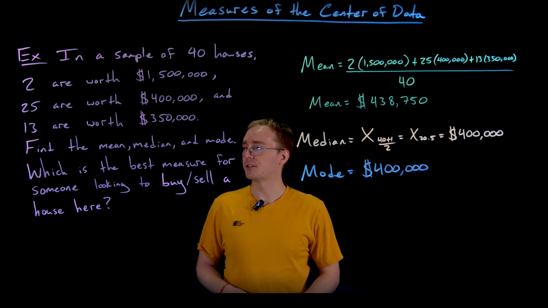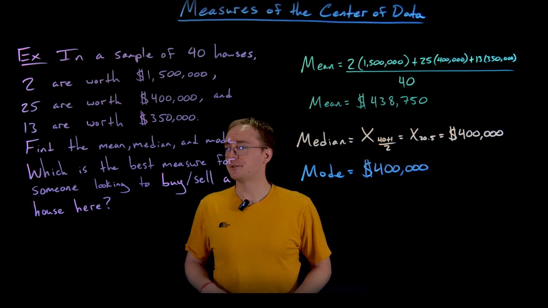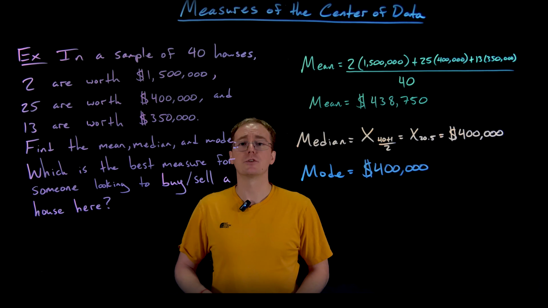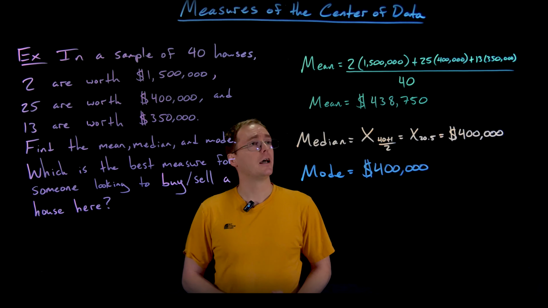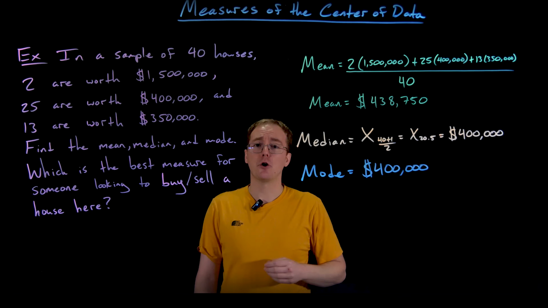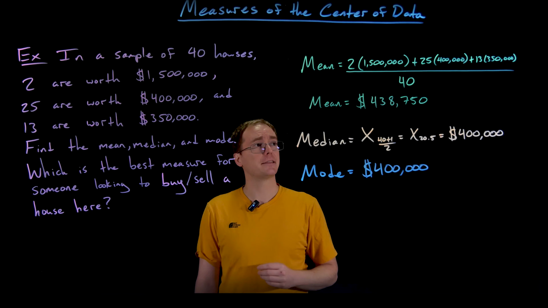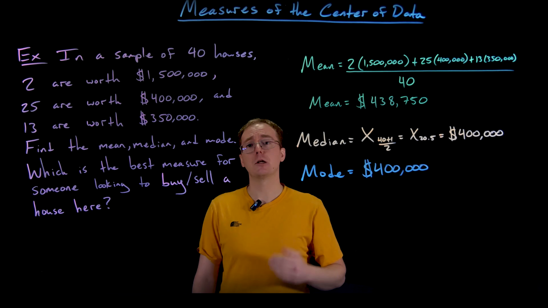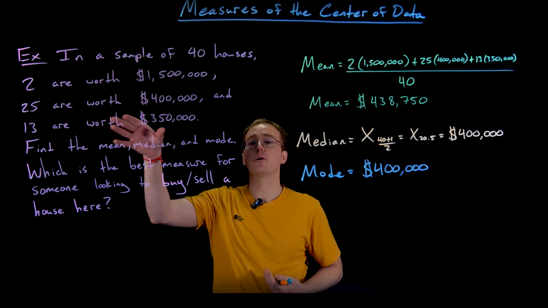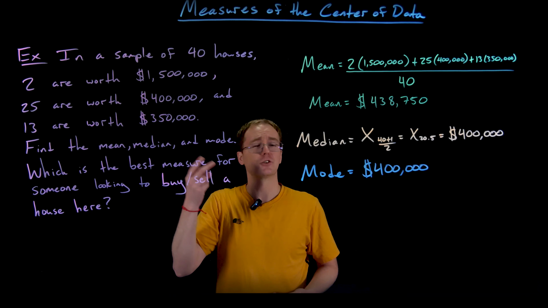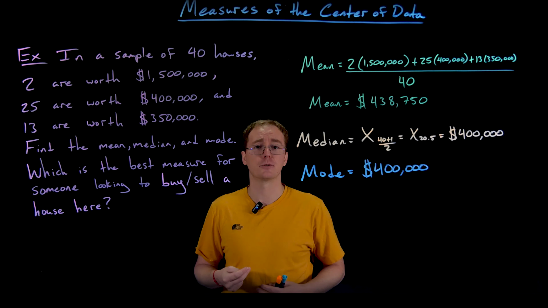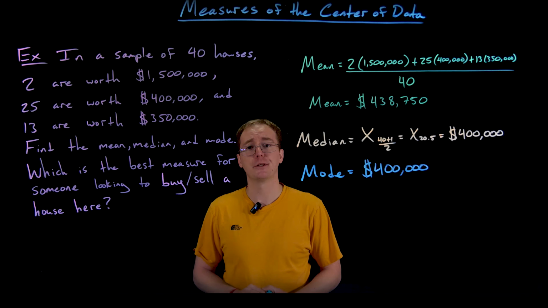And so the last part of this example is we want to talk about what is the best measure of the center of data here for someone looking to buy or sell a home in this area. And well, if we look at the mean or the average home price, it's $438,750. However, looking at our raw data, that can be a little bit misleading because in this sample of 40 homes, there's only 2 homes that are priced higher than $400,000. And those are these $1.5 million homes.